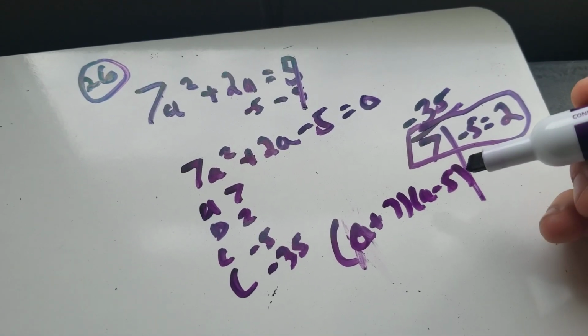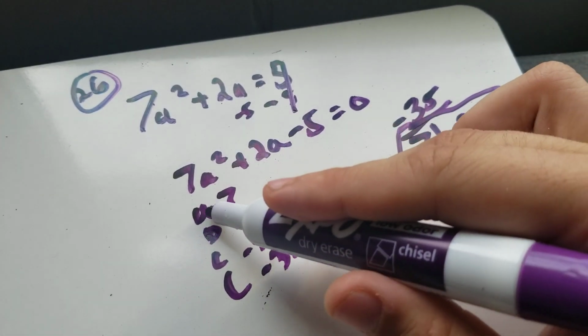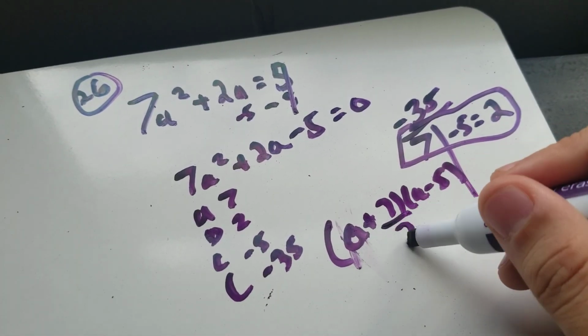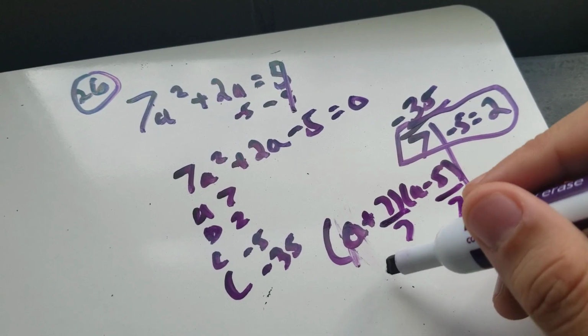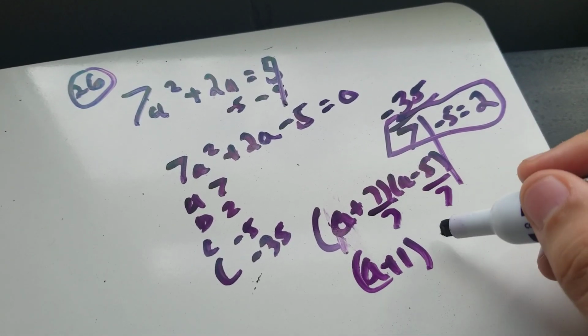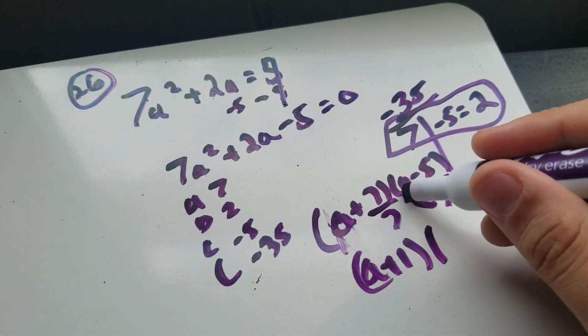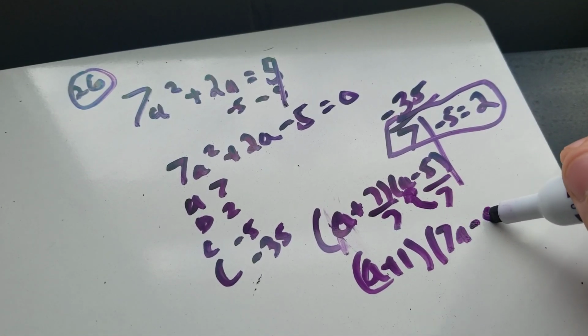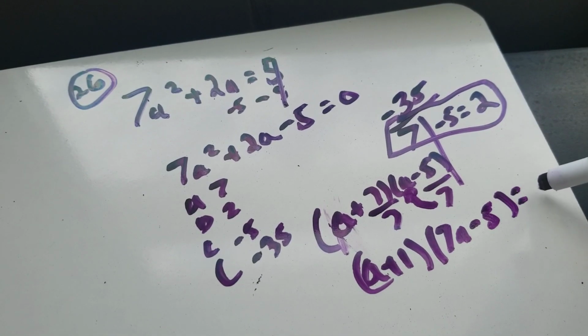Then we're going to divide by our original A, which is 7 in this case. So divided by 7, divided by 7. This simplifies to A plus 1. This does not simplify, so you can move the 7 in front: 7A minus 5. Now both of these equal 0.